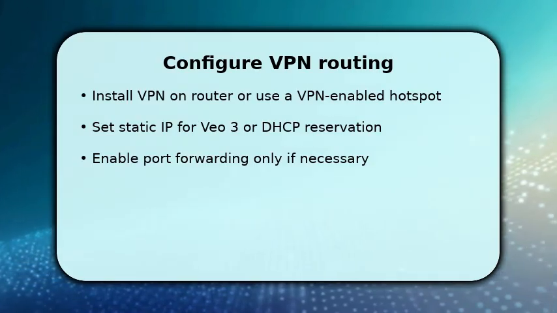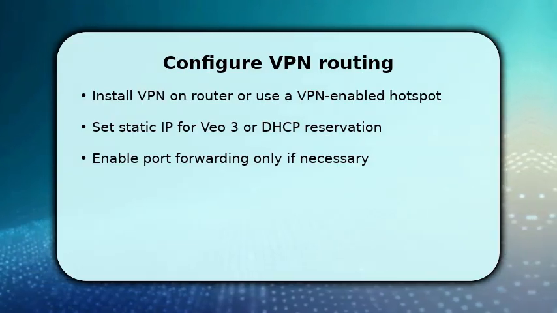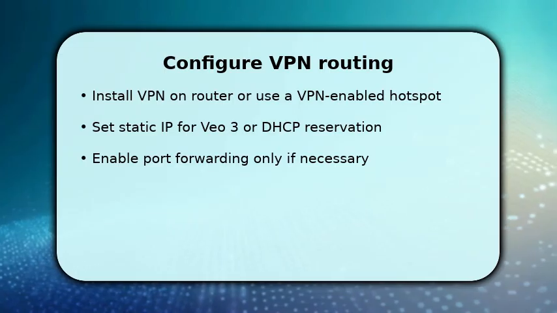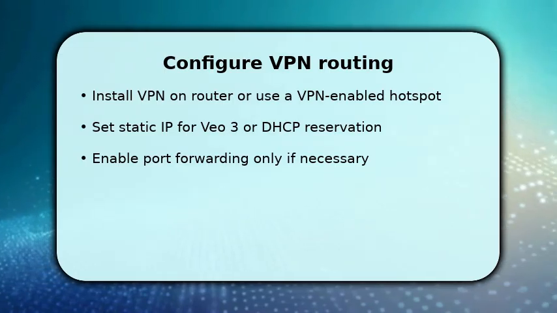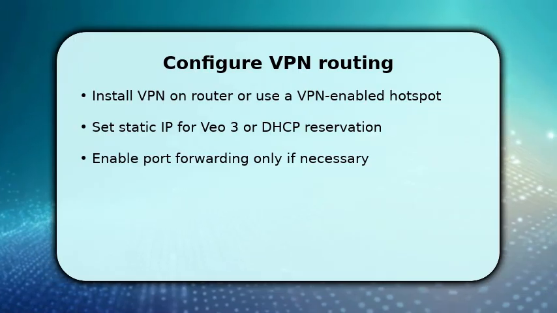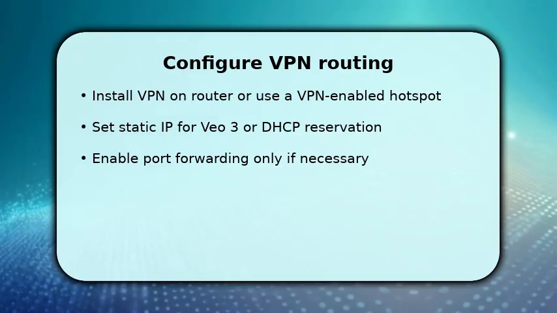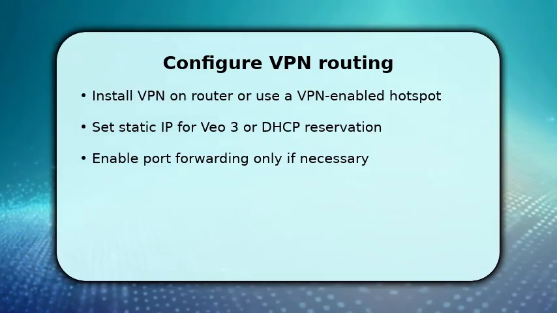On routers, install the provider's config or import an OpenVPN/WireGuard file, then assign a static IP or DHCP reservation for the VO3 to keep rules consistent. If using a phone hotspot, enable the provider's hotspot/VPN or use a laptop to share the VPN connection.